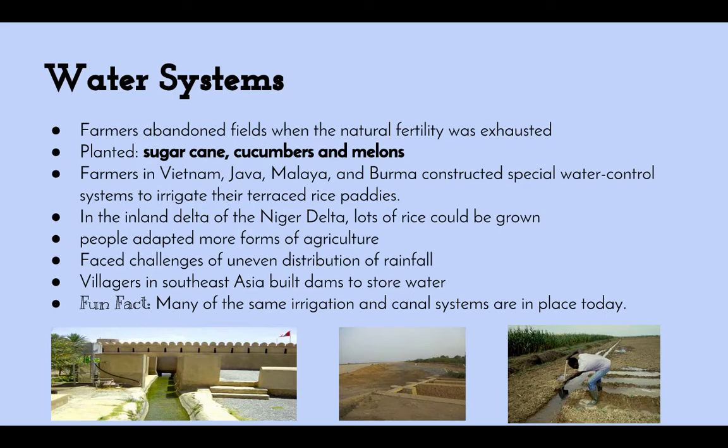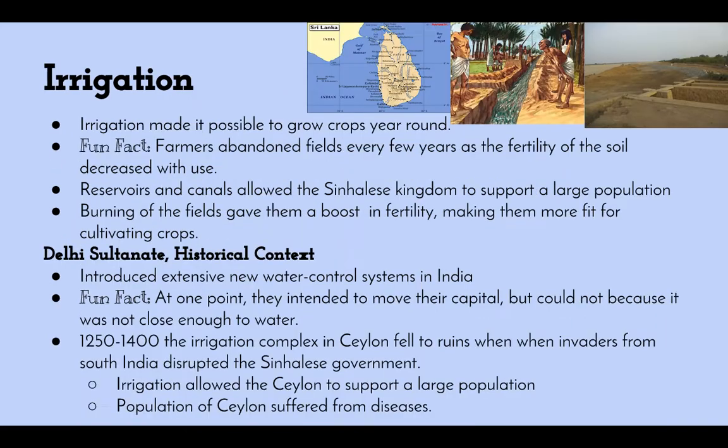They faced a lot of challenges due to the uneven distribution of rainfall in these regions, but villagers in Southeast Asia were able to build dams to store their water. And many of these same irrigation and canal systems are in place today, although they have changed. In terms of irrigation specifically, irrigation made it possible to grow crops year-round, and farmers would abandon the fields, as I said before, every couple of years as the fertility of the soil decreased with use. So those crops sort of suck the fertility and the nutrients out of the soil, so they would have to rotate crops.